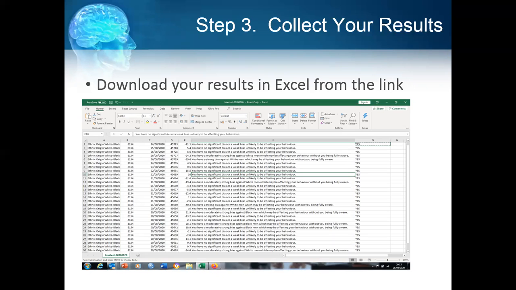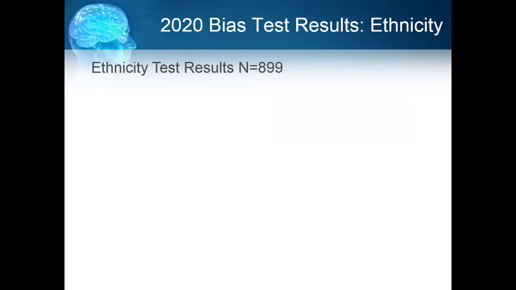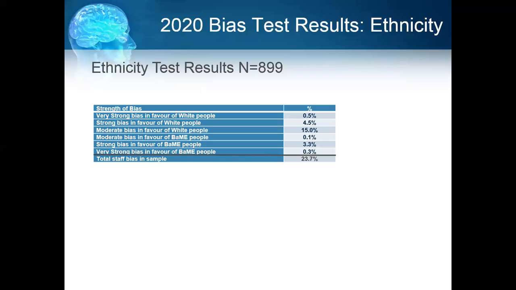So you've got your results downloaded. What are you going to do with them? So I'm going to give you an example now of a project we ran recently. An organisation of about 1,000 people, 899 people took the ethnicity test. Other groups took different tests, but every single person in the organisation took an ethnicity test. And this is what we found. So from nearly 900 results, about 23.7% of them had a bias that was strong enough to affect their behaviour.